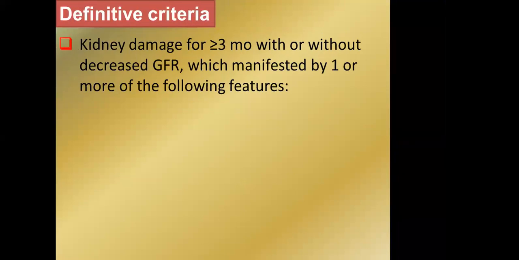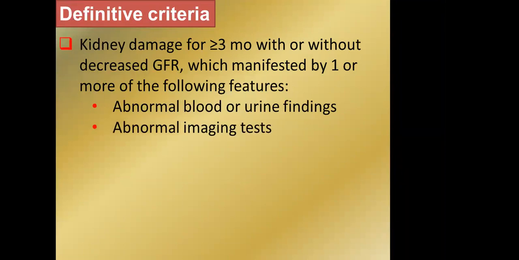What are the definitive criteria for chronic kidney disease? It is either kidney damage for more than 3 months, with or without a decrease in the glomerular filtration rate, which is manifested by one or more of the following features: abnormal blood or urine findings, abnormal imaging test, or abnormal kidney biopsy. This is the first criterion for chronic kidney disease, in which there is kidney damage for more than 3 months, equal or more than 3 months duration.